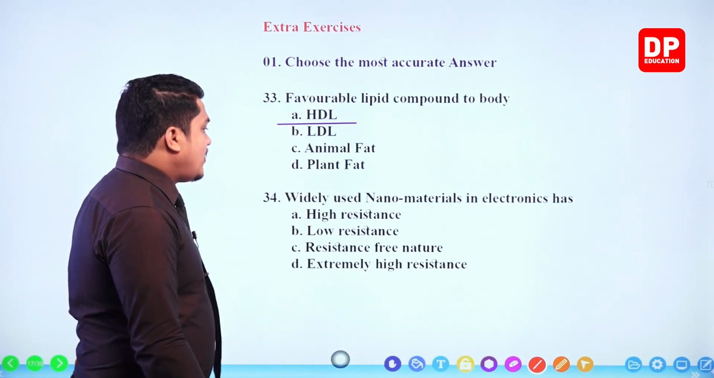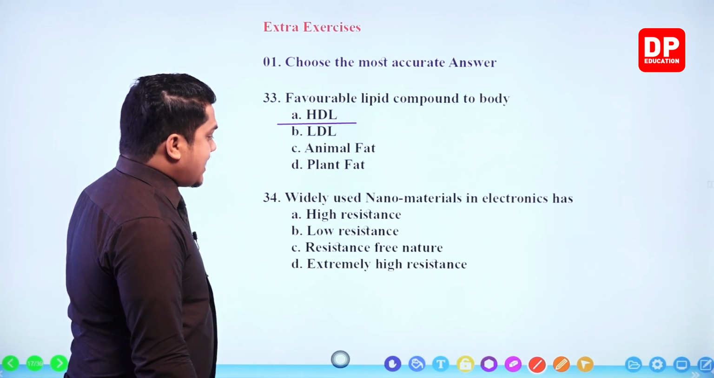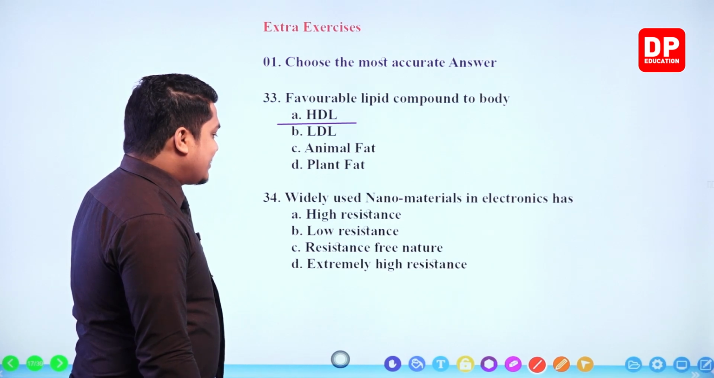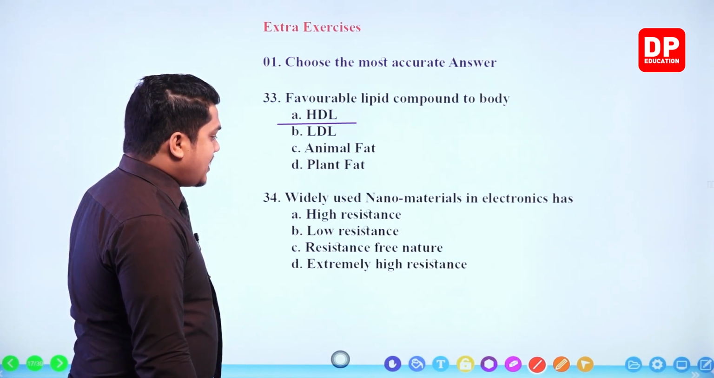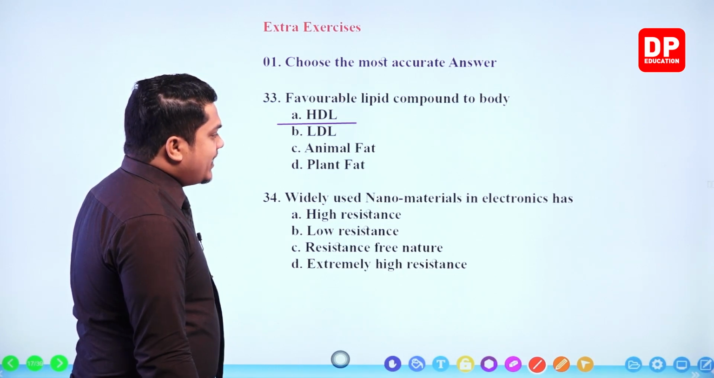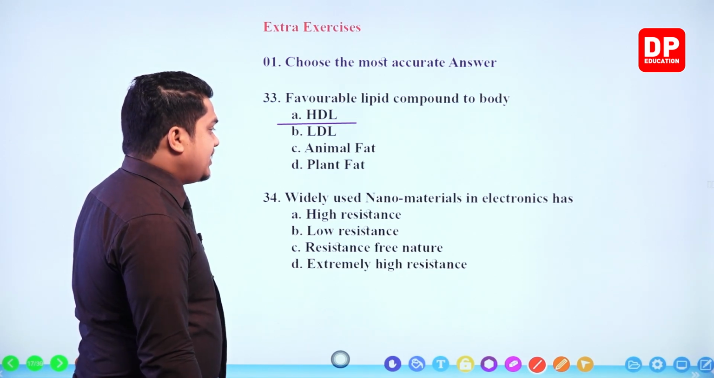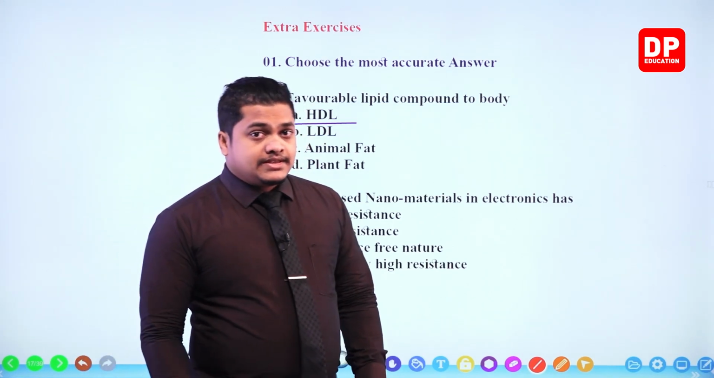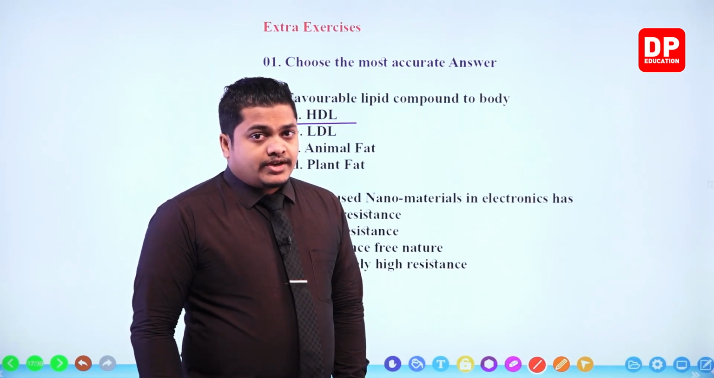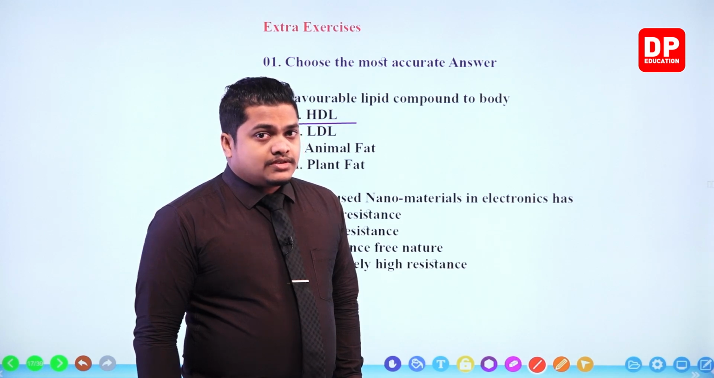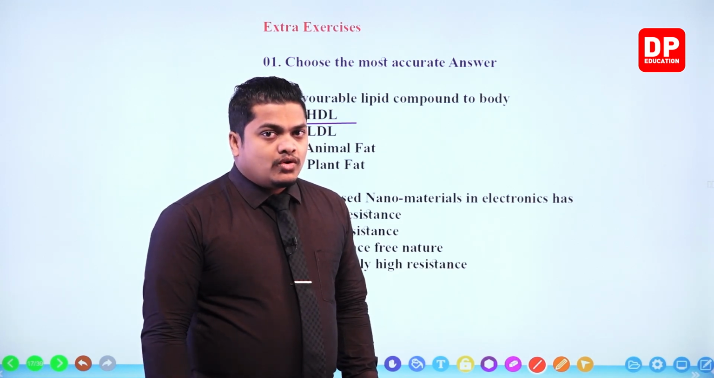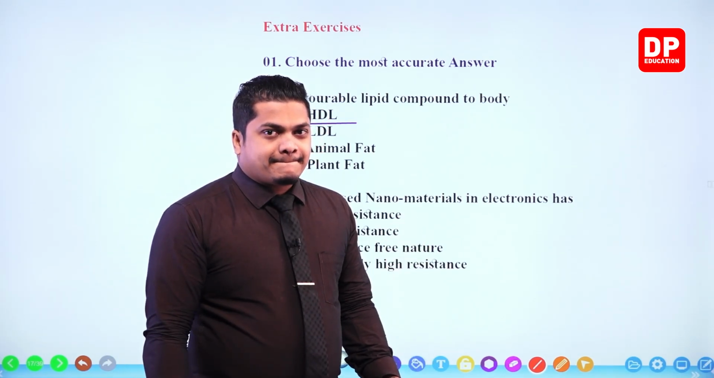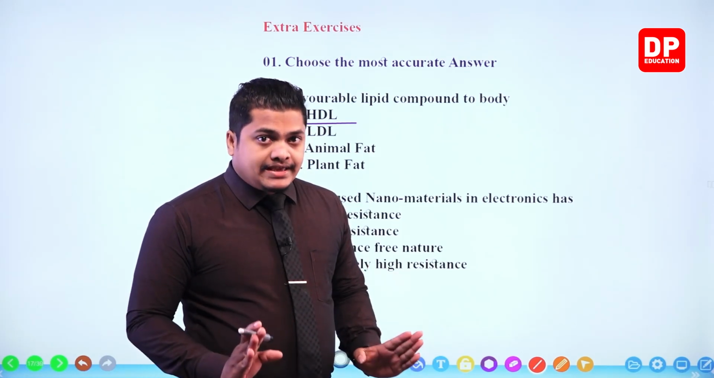Next one. Widely used nanomaterials in electronics have: high resistance, low resistance, resistance-free nature, extremely high resistance. So widely used nanomaterials in electronics. Now in electronics, my dear children, we use these nanomaterials widely, to a greater extent, right? These nanomaterials have very, very low resistance. Actually, low means as low as resistance free. Okay, low as resistance free, not high, right?